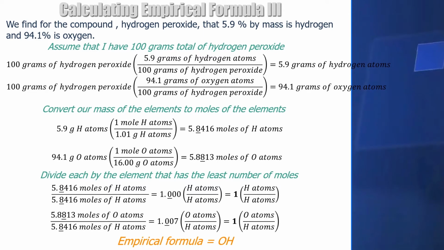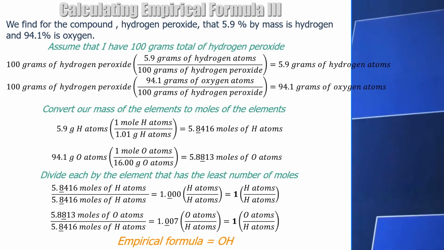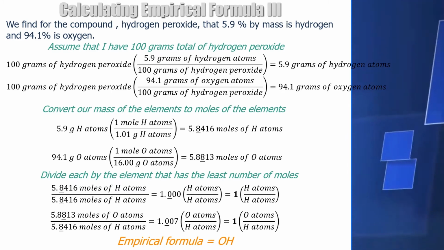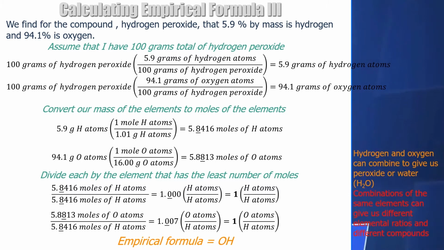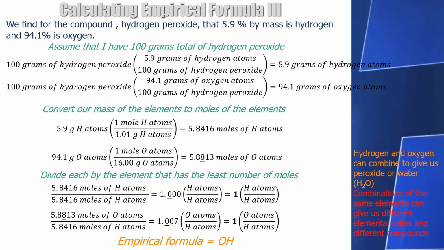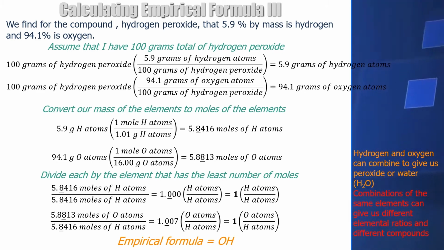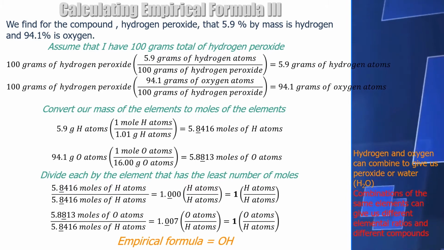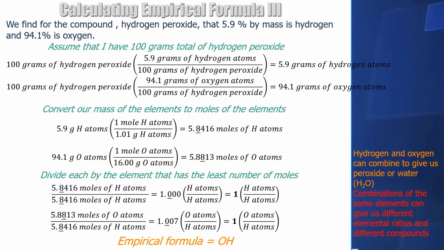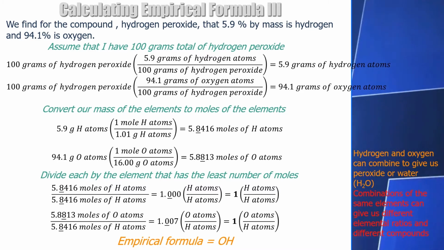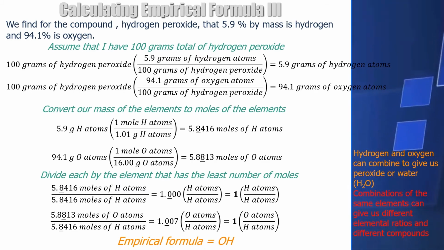Notice this is different than the molecular formula for water, right? H2O, which also has only the elements hydrogen and oxygen. It's important to realize that combinations of the same elements can give different elemental ratios and different compounds. This phenomenon is very common in organic compounds consisting of carbon and hydrogen elements. Furthermore, it turns out that in the case of hydrogen peroxide, the empirical and molecular formula are not the same. We'll get at how to get the molecular formula from the empirical formula in the next lecture.